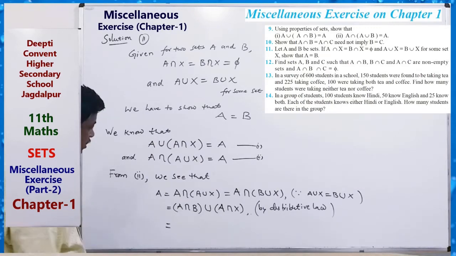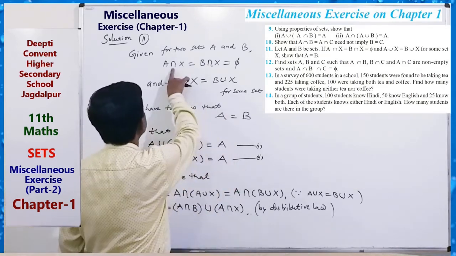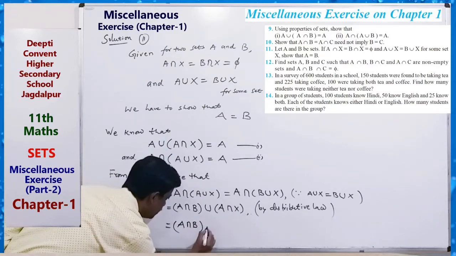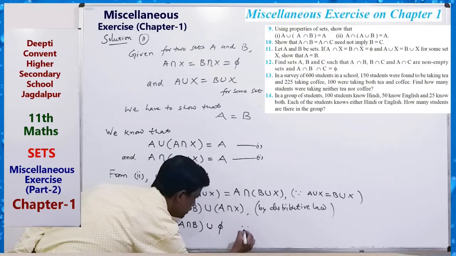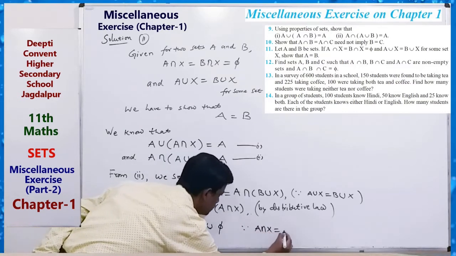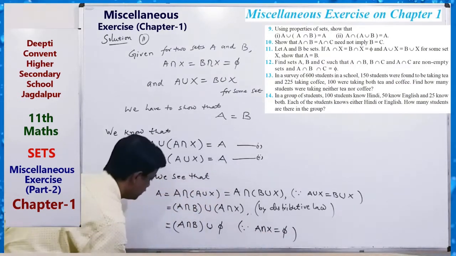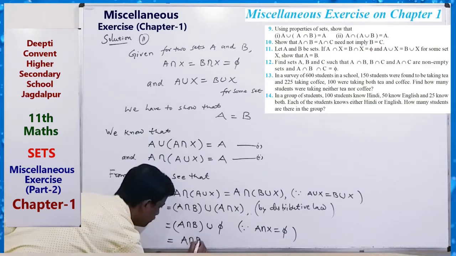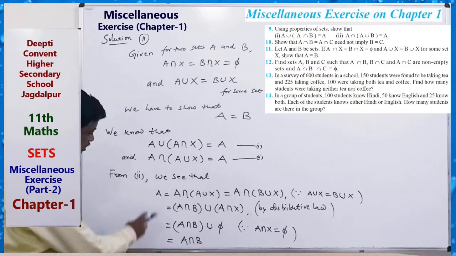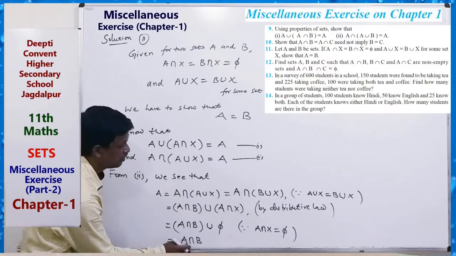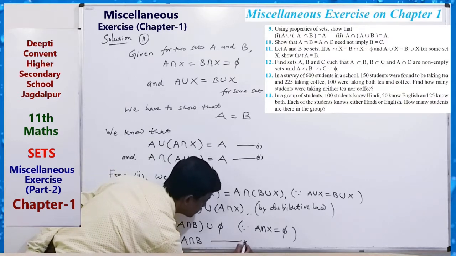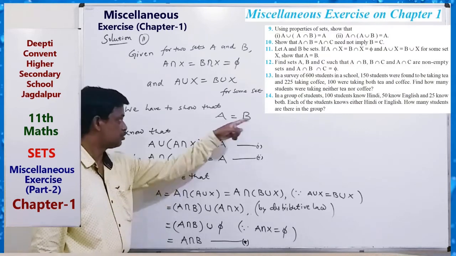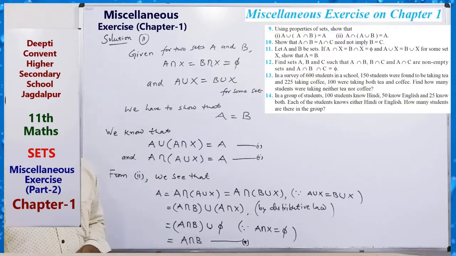Clear? Now A intersection X equals phi. So (A intersection B) union phi, since A intersection X equals phi, this is given. So it implies A equals A intersection B. This is result star. Clear? We have to show that A equals B.